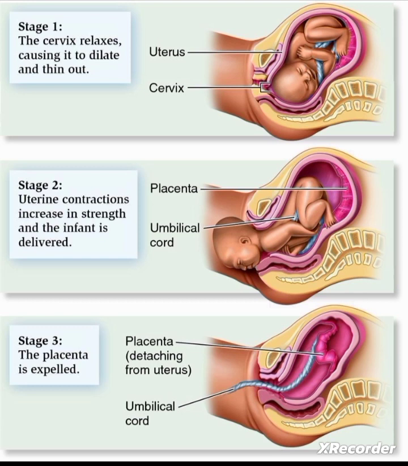Next stage, that is the fourth stage, is not included normally. Fourth stage is the stage of observation, at least 1 hour after the expulsion of placenta and membrane. During this period, the general condition of the patient and behavior of the uterus is carefully monitored. So that is the stages of labor. First stage, cervical stage. Second stage, delivery stage. Third stage, placental expulsion stage. And fourth stage is the observation stage.